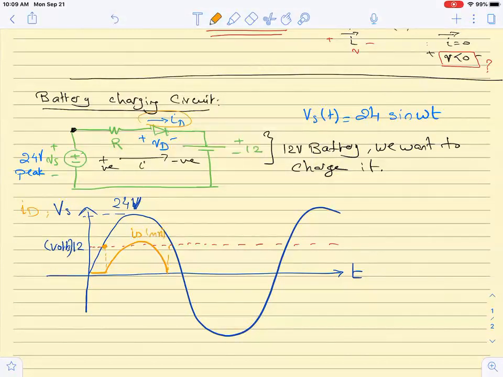Once the voltage Vs drops below 12, the current goes back to 0. Here when Vs is negative, is there any current? No, it's still below 12. I continue at 0 until I hit 12 again, and then it rises and continues periodically. Okay, so is this clear why the diode current only turns on when Vs is greater than 12? Professor? Yes.